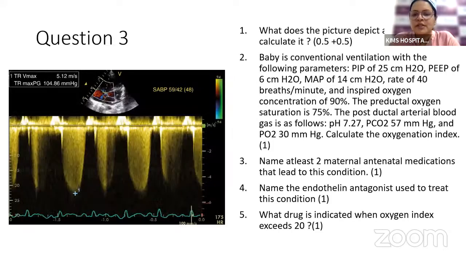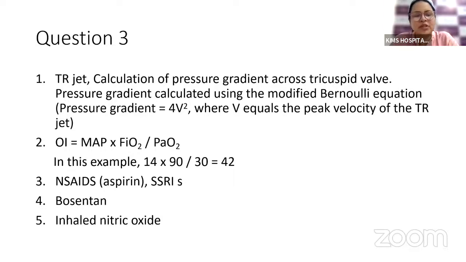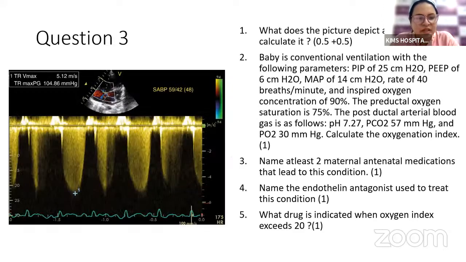Okay, the next question is, what are the two maternal antenatal medications that can lead to this condition? So common antenatal drugs that can lead to PPHN are non-steroid anti-inflammatory drugs like aspirin and selective serotonin reuptake inhibitors. Both these drugs can cause constriction of the ductus and PPHN in the fetus. The endothelin antagonist that is used to treat the condition: endothelin antagonist used to treat PPHN is bosentan.